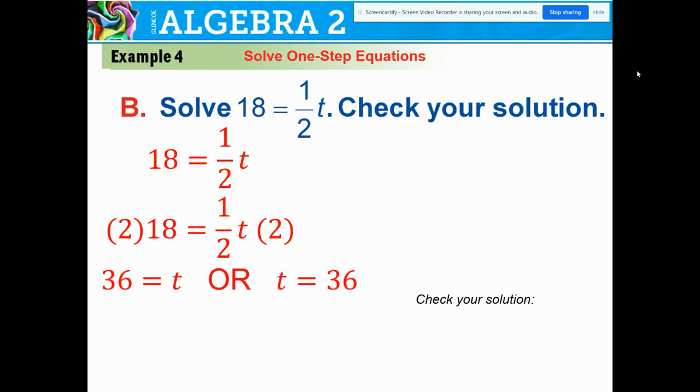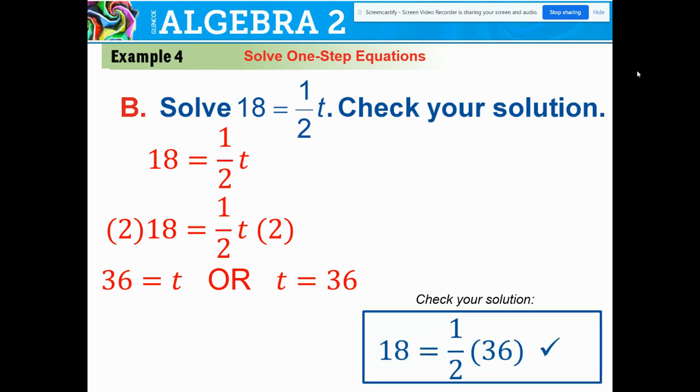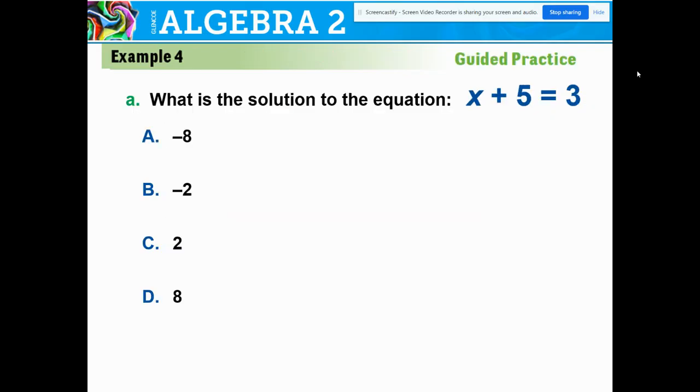The left-hand side is 36, and remember that symmetric property of equality? We can switch the order, and t equals 36. Let's plug it in and see if it works. When we put 36 in place of our t, we do get 18 on both sides, so it checks.